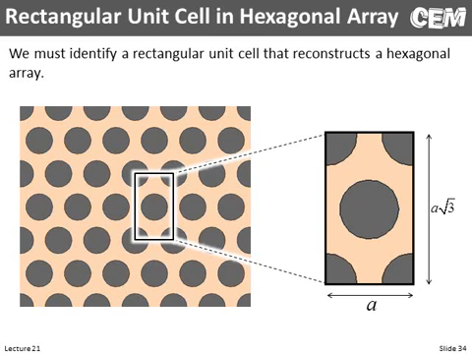Last slide in this lecture. So we have a hexagonal array. We want to model it with the rectangular rigorous coupled wave analysis code. We need to identify some rectangle in this such that if we repeated it and stacked these rectangles together, we would reconstruct the hexagonal array. So what I'm showing on the left here is the hexagonal array, and here I've identified a rectangle, which we can call the unit cell. And here's a close-up of this rectangle and how the circles lie in there. But if we took this unit cell and stacked it next to itself, we would reconstruct a hexagonal array.